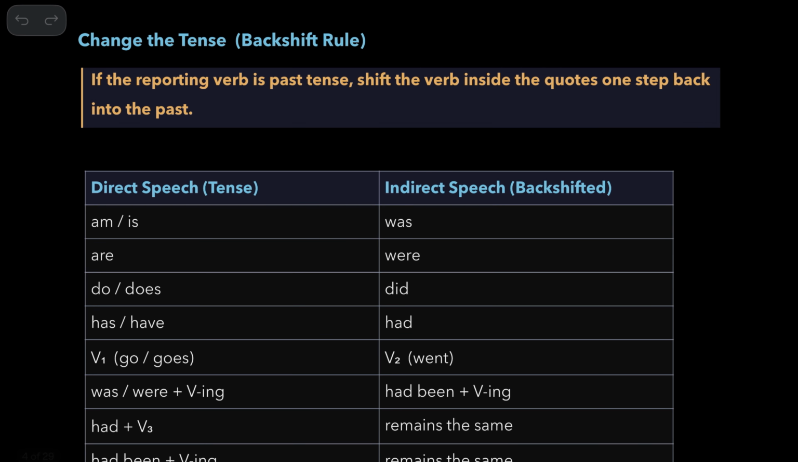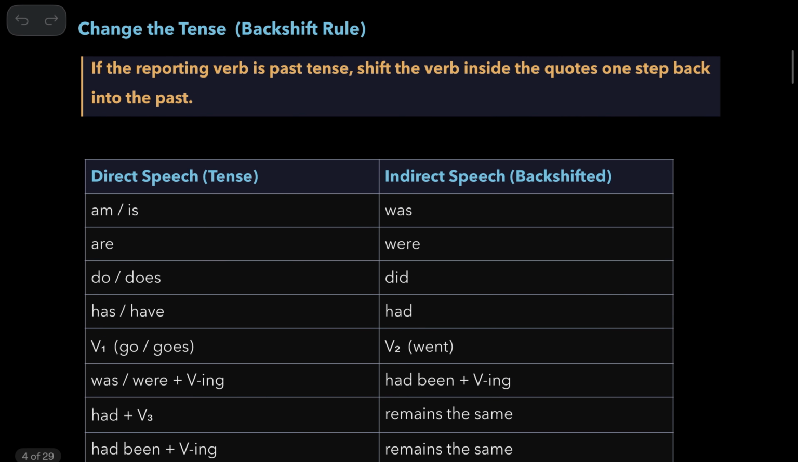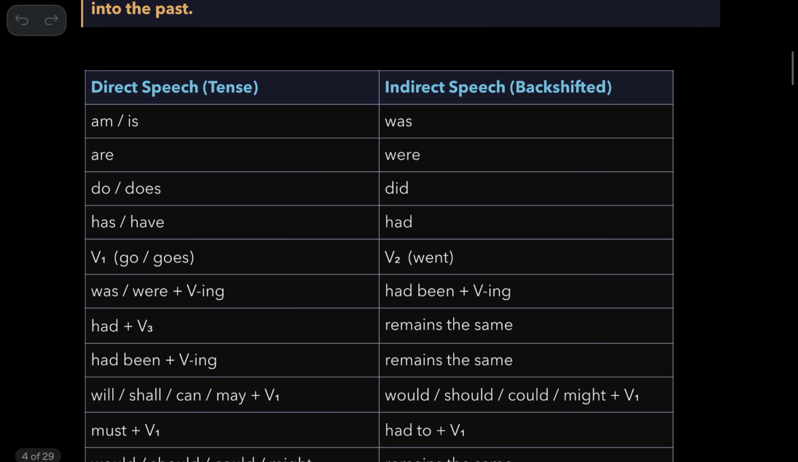How do you change the tenses? See, present tense changes to past, and past tense changes to past perfect. As you can see here, these are present simple forms of the verb be, and this is past simple form of the verb be. So if you find these in the direct speech, change them to this. Are changes to were, do and does change to did, has and have change to had, and the go and goes first form of the verb changes to second form of the verb, went, did, etc.